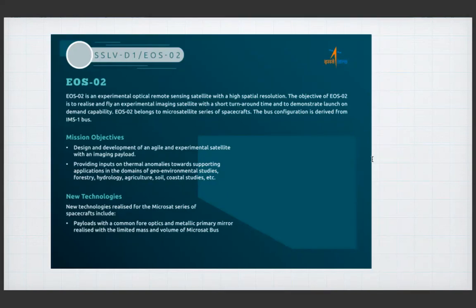What are the new technologies involved? The new technologies are payloads with common four optics and a metallic primary mirror, realized within the limited mass and volume of the microsat bus. So that is the information with reference to this topic, the Earth observation satellite and SSLV.